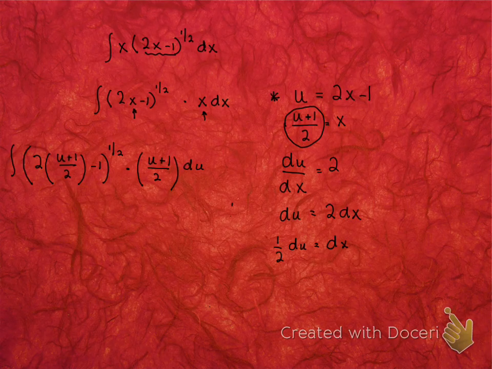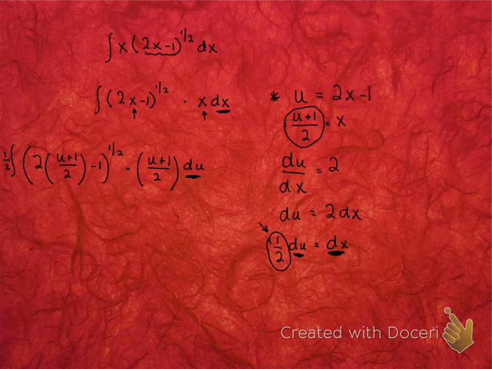So it looks like the 1/2 would come out front. The 1/2 from over here would come out front. So this du right here is matching this dx right here. Okay, so the 1/2 goes out front, just like it always does.